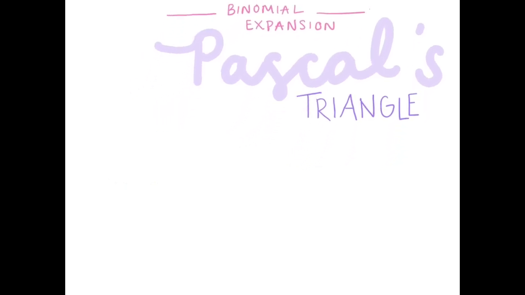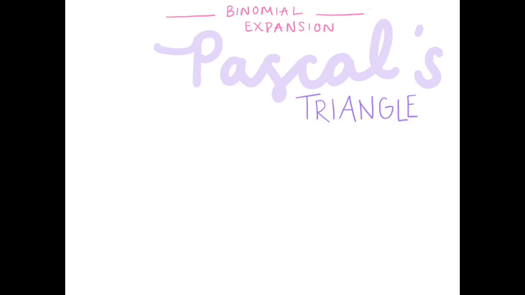Now let's take a look at Pascal's triangle. Pascal's triangle is a way for us to expand binomials quickly. Sometimes we'll have these binomials like x plus 2 to the power of 5, 6, or even 9, and this will help us do it fast. But first, we need to figure out how.